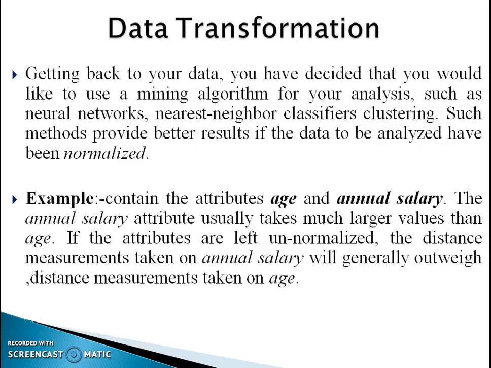The annual salary attribute usually takes much larger values than age, because for age the maximum we can take is a 3 digit number. If the attributes are left unnormalized, the distance measurement taken on annual salary will generally overweight the distance measurement taken on age. So there could be confusion, whether we have to take the difference between the ages or the difference between the annual salaries. So the transformation of data is a very important aspect of data warehousing.